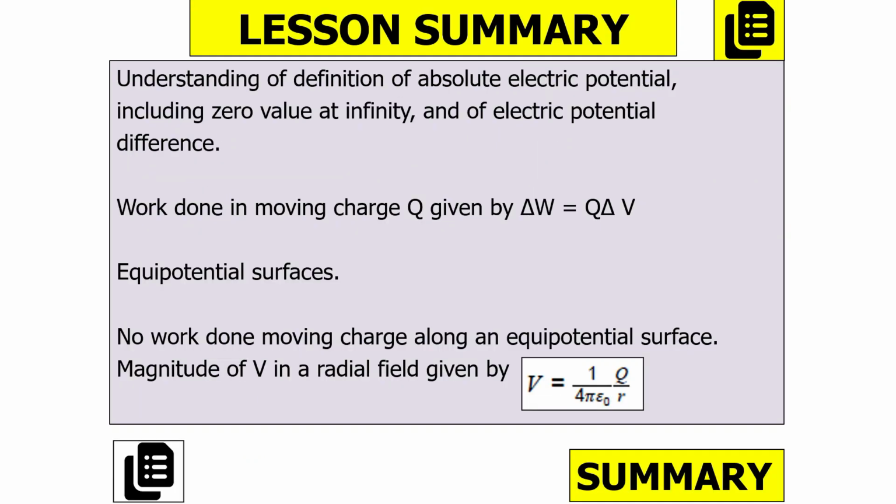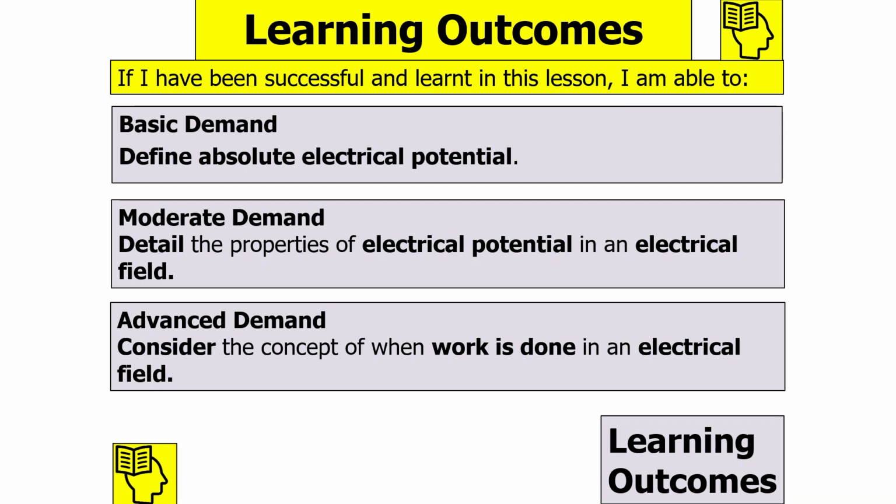So to summarise what we've learnt in today's lesson, we can understand the definition of absolute electrical potential, including the zero value at infinity, and an understanding of electrical potential difference. We also can understand that the work done in moving charge Q is given by the equation that the work done is equal to Q times delta V. So, if we've been successful and we've learnt in today's lesson, we can define absolute electrical potential, detail the properties of electrical potential in an electrical field, and start to consider the concept of when work is done in an electrical field.